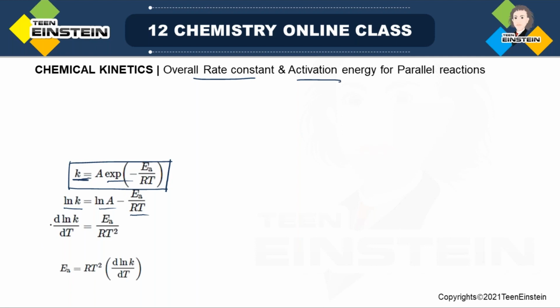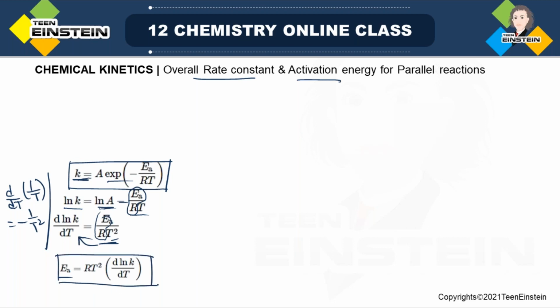If we do d/dT on both sides, then ln A, as it is a constant, will be 0, and Ea by R, this part is also constant, so it stays the same. Remember d/dT of 1 by T is basically minus 1 by T square. That is the reason this minus minus cancels. Ultimately we have the term Ea by RT square. So Ea will be equal to, just bring RT square to this side, RT square into d/dT of ln k. This is the expression for activation energy.